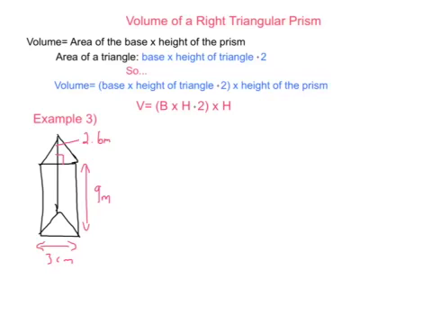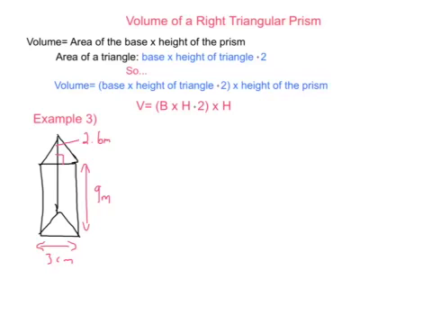So that gives us the volume equals base times height of the triangle divided by 2, don't forget that, multiplied by the height of the prism, which can be simplified down into a formula of V equals base times height divided by 2 multiplied by height.